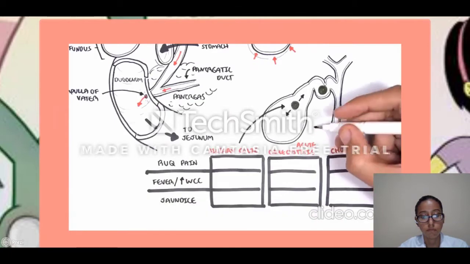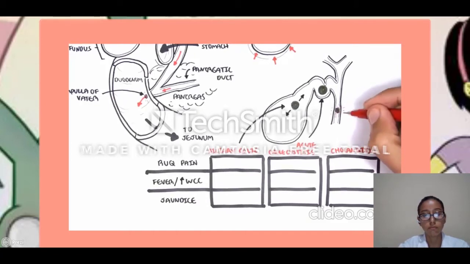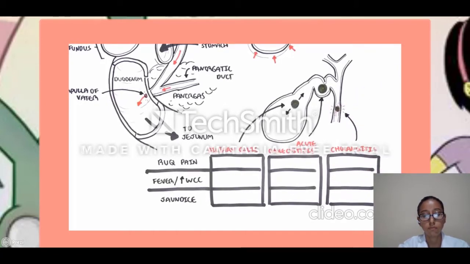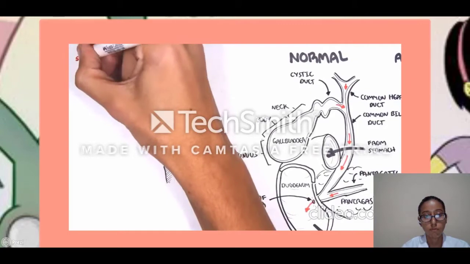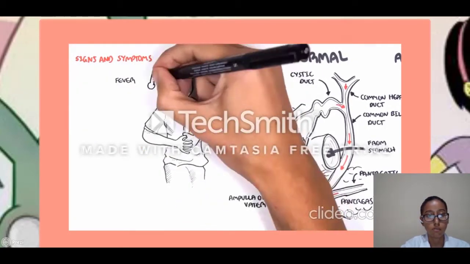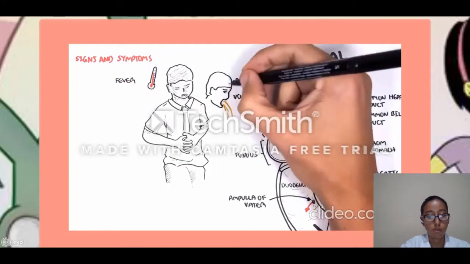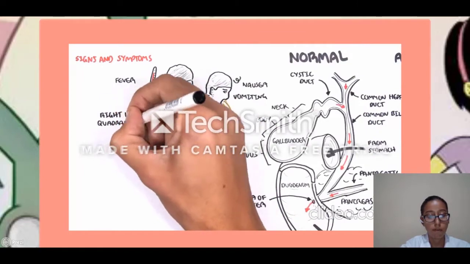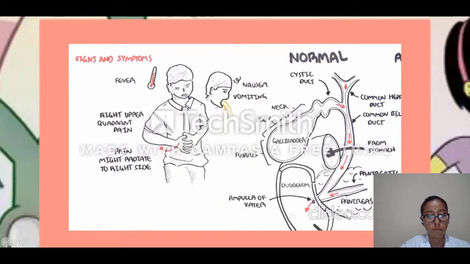Inflammation of the gallbladder. And cholangitis is a complication of gallstones where infection develops in the common bile duct, and this is life-threatening. So the signs and symptoms of acute cholecystitis specifically are fever, nausea, vomiting, right upper quadrant pain, pain which may radiate to the right side, the back.